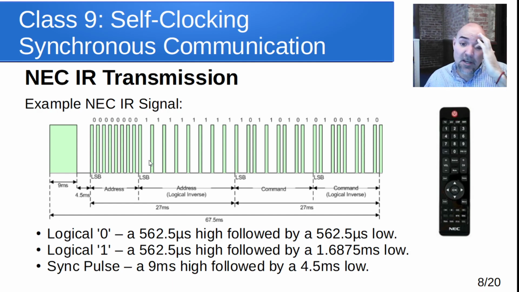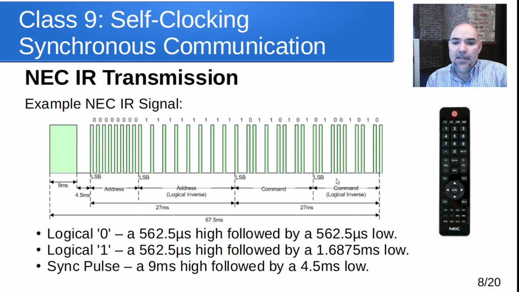And if you look at the entire packet that gets sent, this is actually really easy to understand as well. They take the address, then they take the inverse of the address, and that's for error correction reasons, so you don't accidentally get things turning on or off. The address is how that thing is associated with the television itself. So each remote, each model and each brand, they'll give this thing an address.